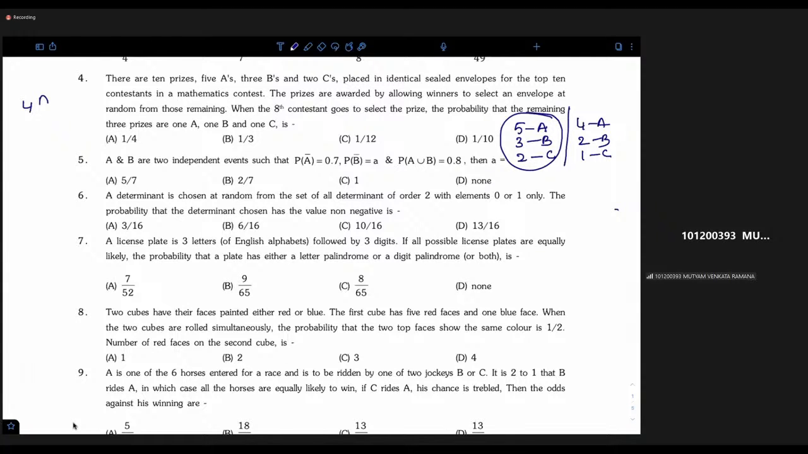So you asked that how to select 7 prizes, distribute 7 prizes to the 8 contestants. No, sir. 7 prizes?